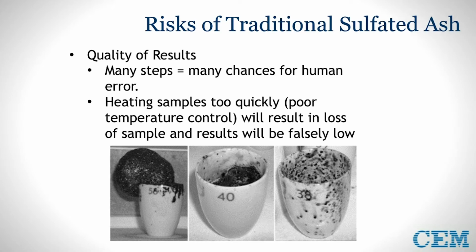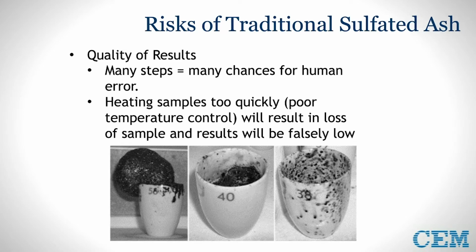If you take a look at some of these pictures down below, here we have some examples. On the left, you can see a sample that foamed up as it was placed into the oven, and that crucible is not retaining the sample entirely. On the right, you can see some very obvious splattering and loss of sample there as well. In the middle, maybe not quite so obvious, but around the rim you can see a little bit of splattering, showing that some of your sample was lost and your results are going to be inaccurate.